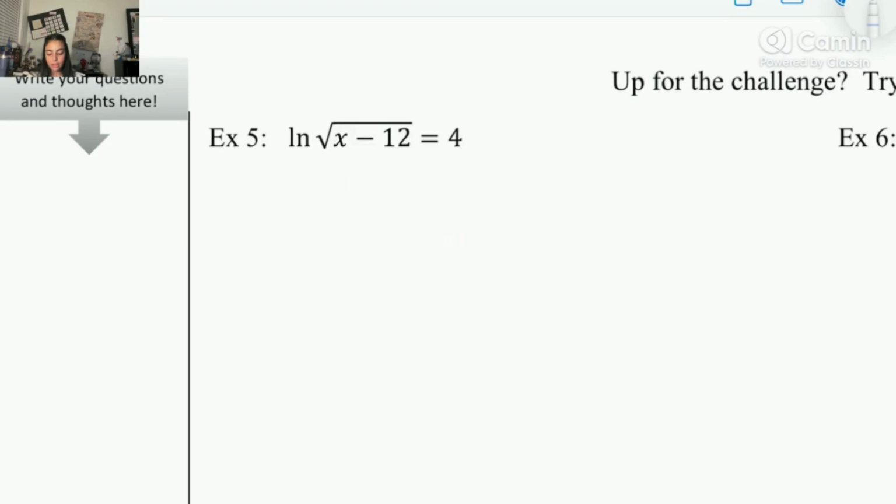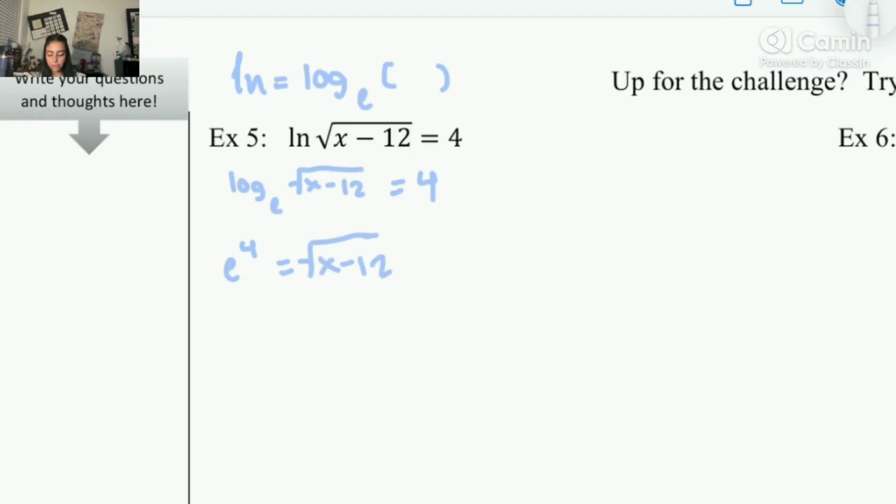Okay, now for these, let's start off with this one. You just have to remember that ln, or natural log, is equal to log base e of whatever. Those are the same thing. So here, really, we're looking at log base e of square root of x minus 12 equals 4. So if we apply just basic log rules, e to the power of 4, or principles, equals square root of x minus 12.